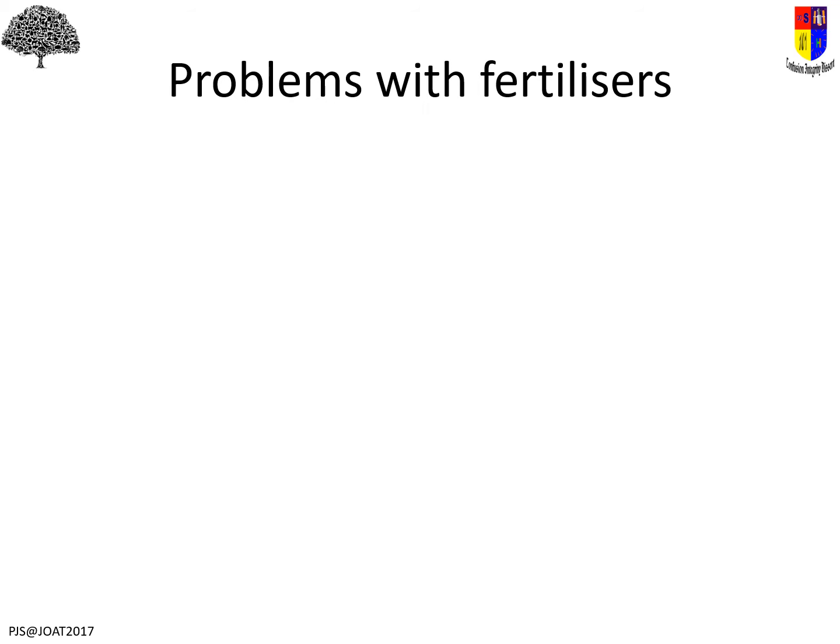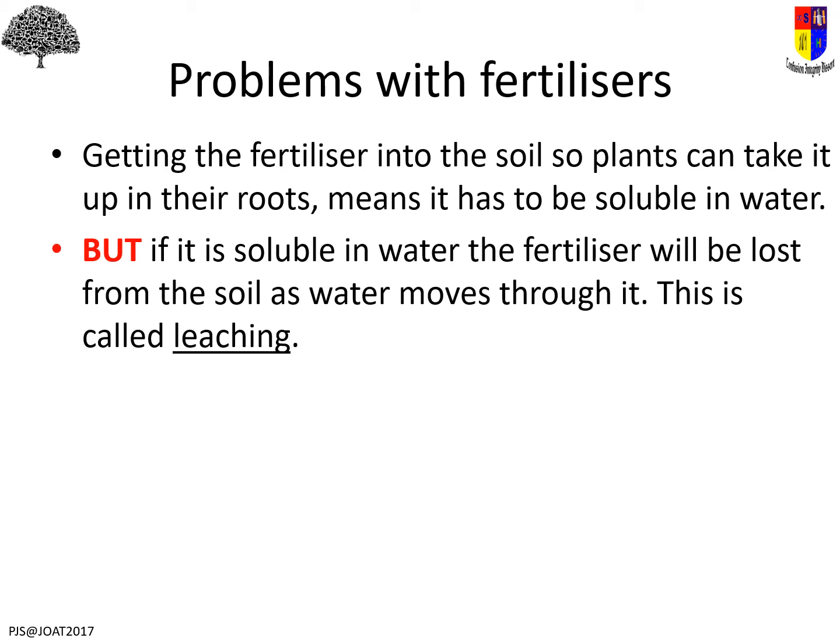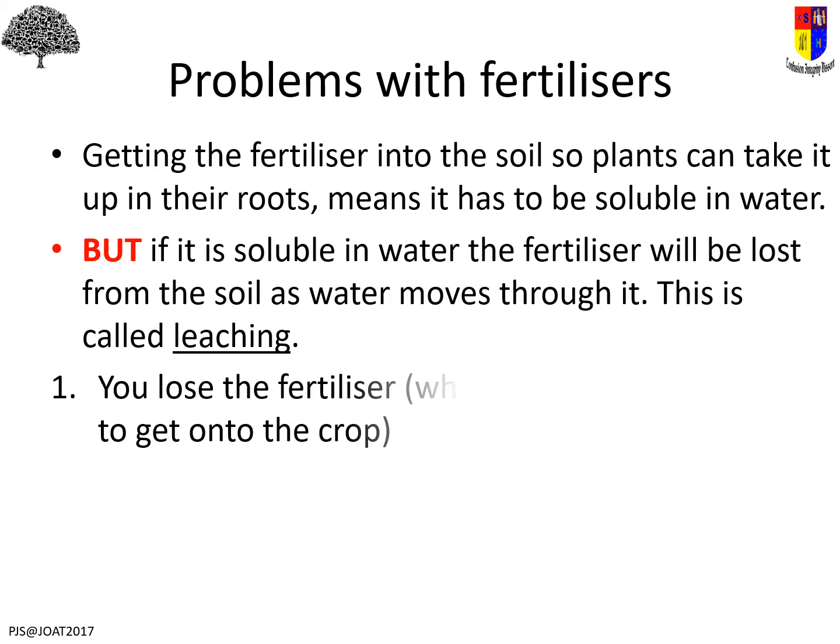So the problem with fertilisers is that they make things grow, which is also why we need them. But if they're making things grow where we don't want them, then that's a problem. We need to get them into the plants, and to get them into the plants we need to put them in water at the roots. But if it's in water, that means that the water might not stay in the soil because water moves through the soil. This is called leaching, and it's a particular problem with fertilisers.